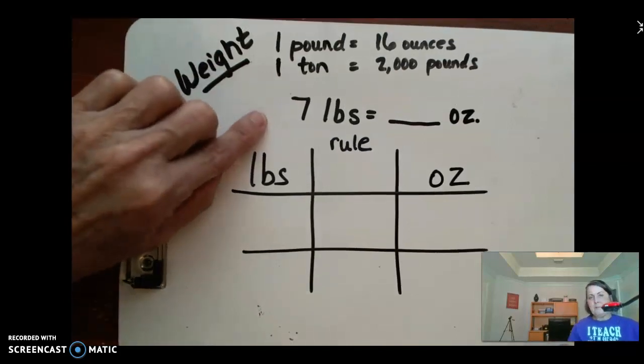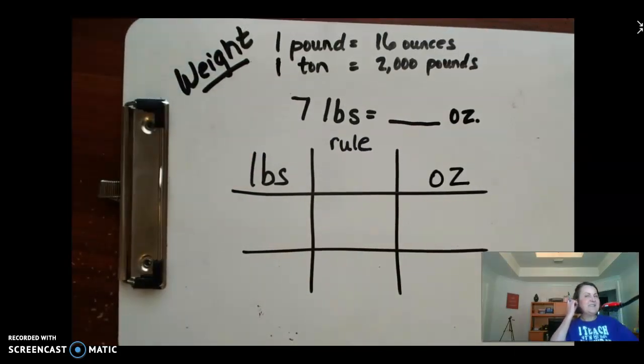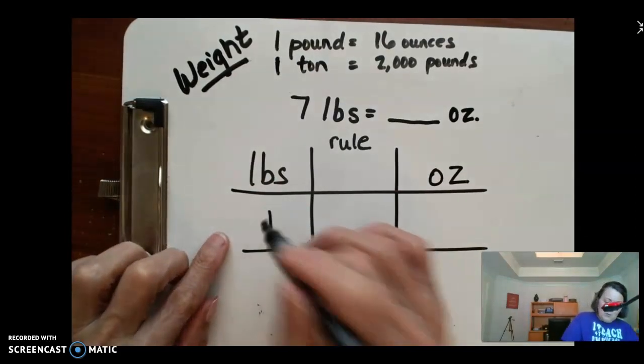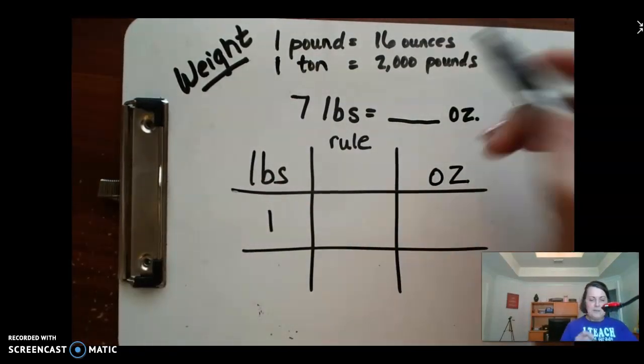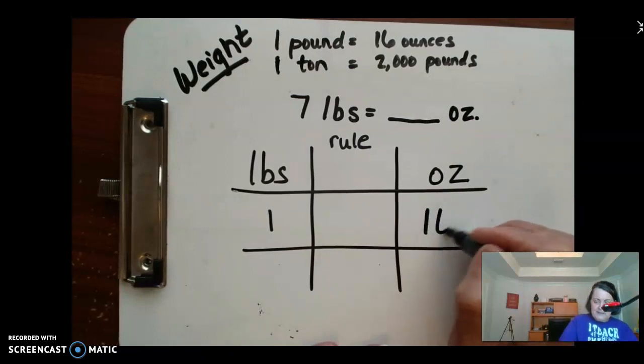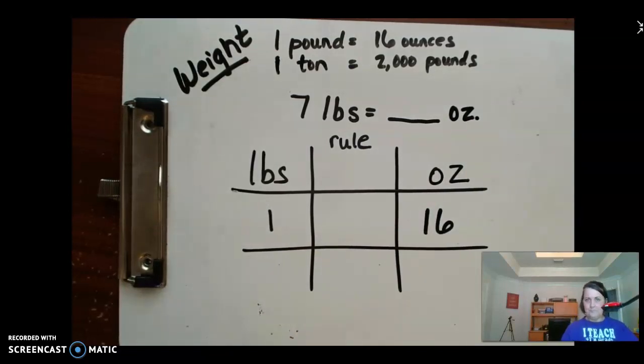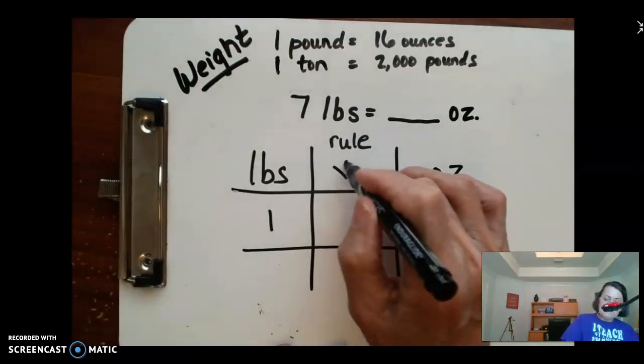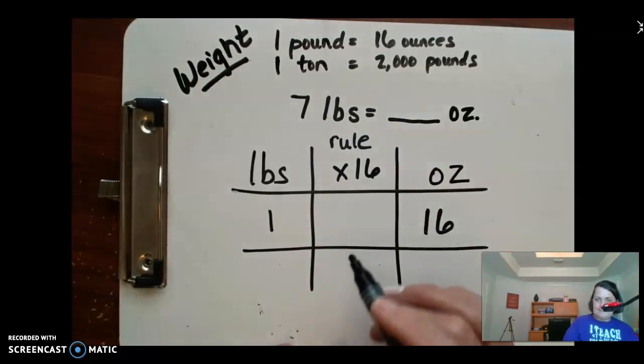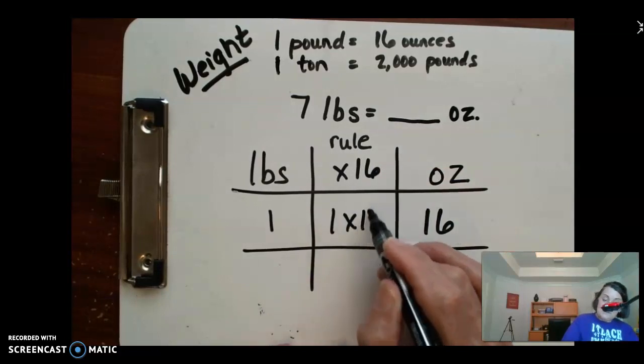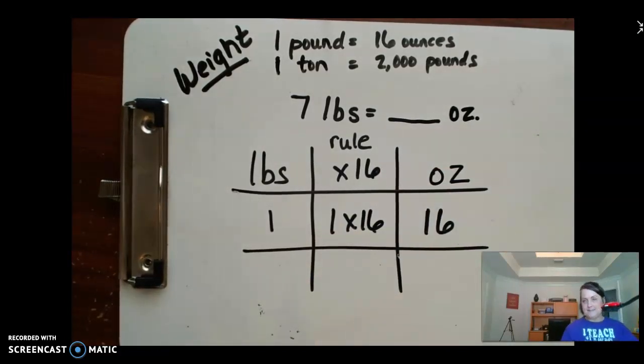And we're going to look up here. And what does it say about pounds and ounces? 1 pound is equal to 16 ounces. Okay, so remember, the 1 goes under the pounds column, and the 16 goes in the ounces column. And what is the rule? The rule is times 16, because 1 times 16 equals 16.